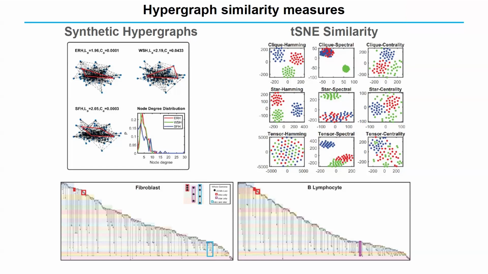Is it possible that some of these methods are showing separation that's not real? Not biological? In this case, it's all synthetic data.